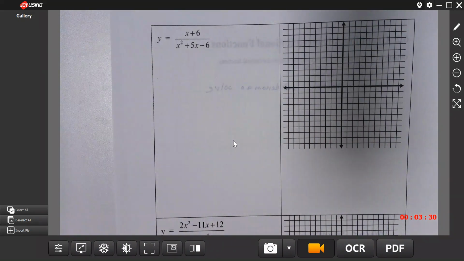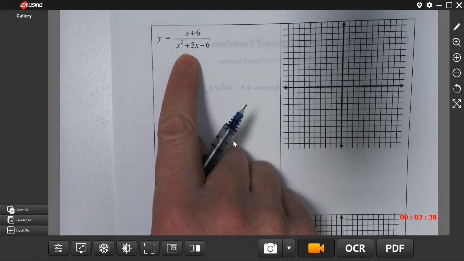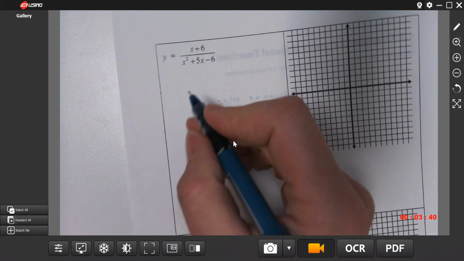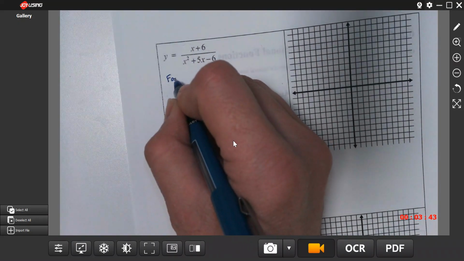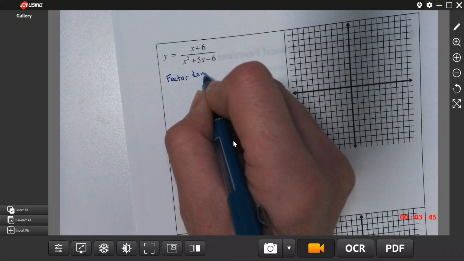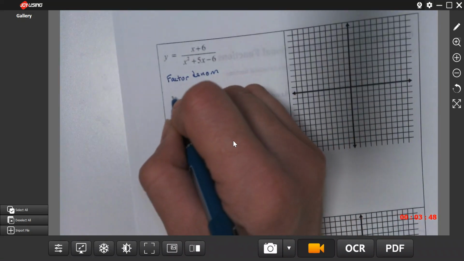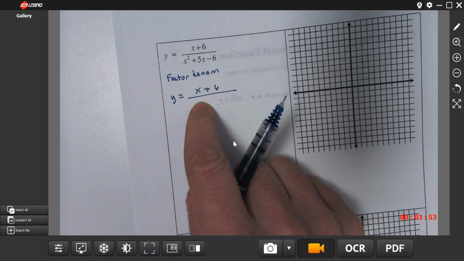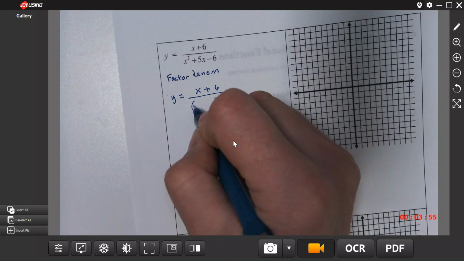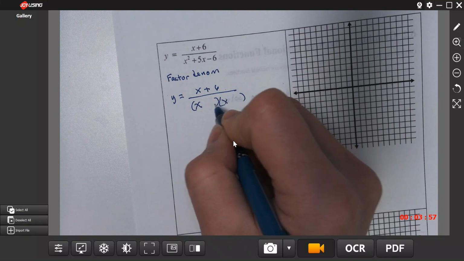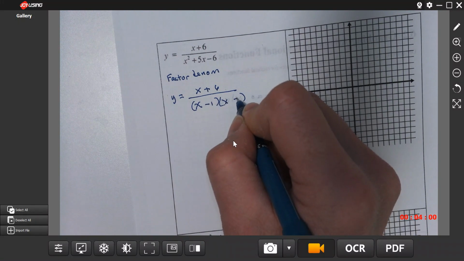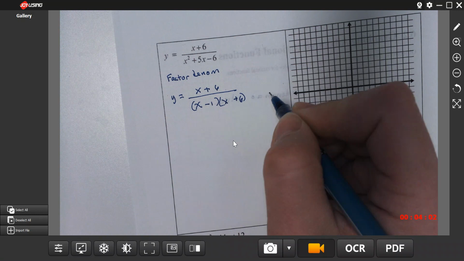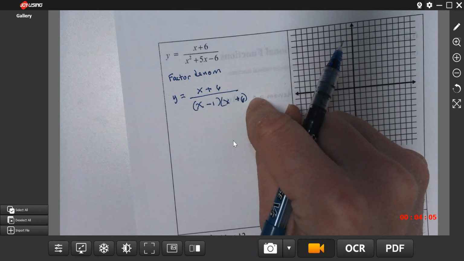Just like in the previous thing, we are going to want to find our domain restrictions. So we would set the denominator equal to 0. But why don't we factor it first? So the first thing we're going to do is factor the denominator. And I'm going to, at the same time, put it back in the denominator. So I'm going to write the factored form down here. So this one is relatively simple. So it factors into x minus 1, x plus 6. So I factored the denominator.